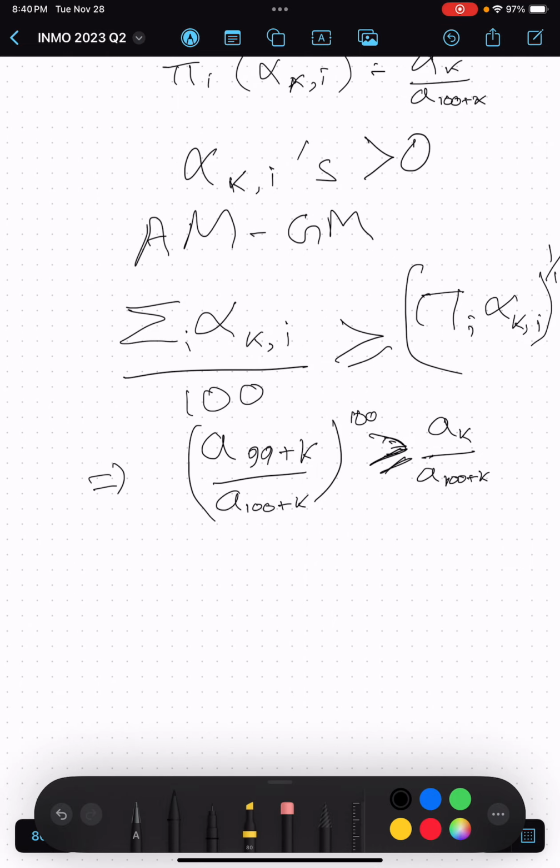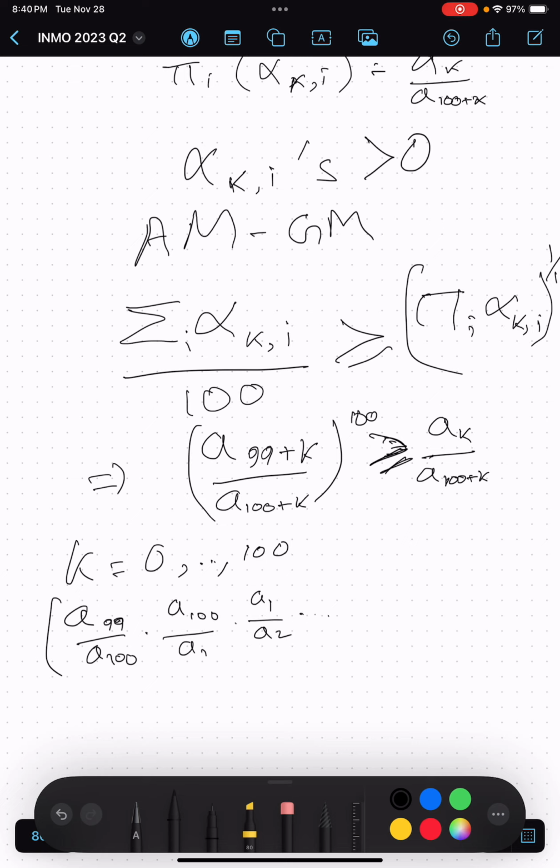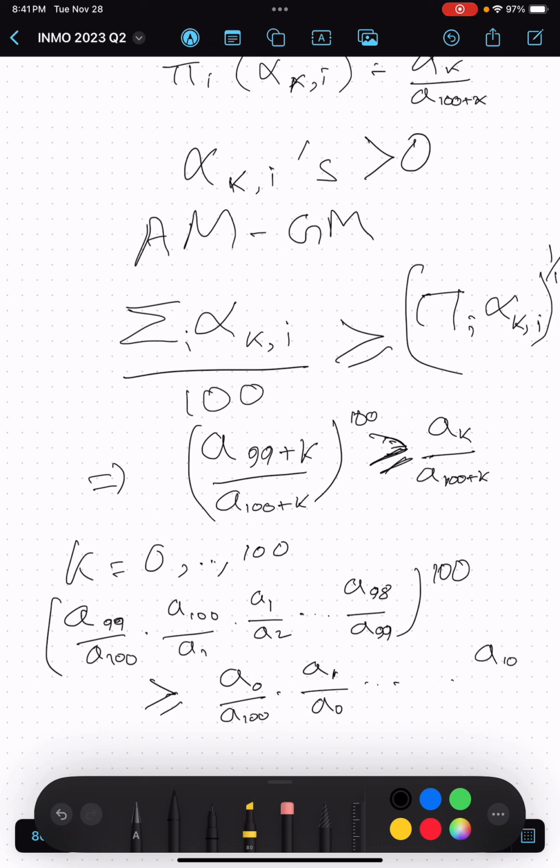Now this is for each k. If we multiply it for all different k's from k equals 0 to 100, multiplying each of the inequalities we get from them, we'll get something like a of 99 by a of 100, a of 100 multiplied by a of 100 by a of 1, a of 1 by a of 2, all the way till a of 98 by a of 99, to the power 100, greater than or equal to a of 0 by a of 100, a of 1 by a of 0, all the way till a of 100 by a of 99.